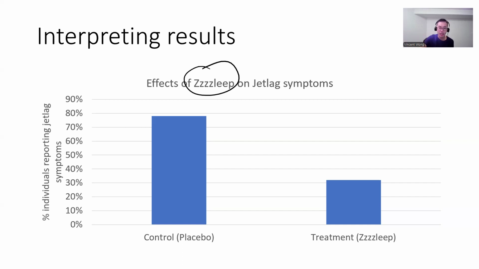So I have two groups here. I have the control group, which is receiving the placebo. I am not telling them that they are receiving the placebo. I'm just giving them a blank pill. They don't know it's a blank pill. They take it, and then later I ask them, how was your jet lag? 80% of the people say they experience symptoms of jet lag. If I give them the actual pill, again, I'm not telling them that they are receiving the actual pill, but I give them the actual thing, and then I ask them, how was your jet lag? Only 30% of the people reported symptoms of jet lag.